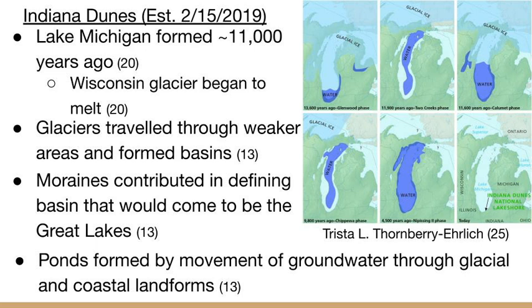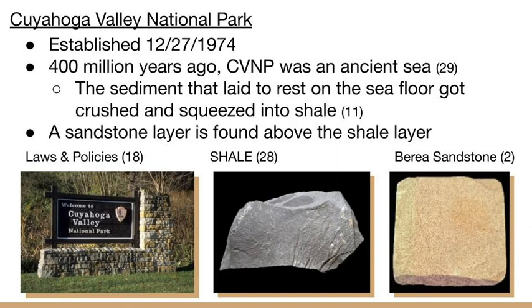Indiana Dunes National Park also has ponds and wetlands in the lower regions in between dune ridges. According to the same USGS article, Geology of Indiana Dunes National Park, these areas were formed by the movement of groundwater through coastal landforms, as well as glacial landforms. The final park in Region 3 is Cuyahoga Valley National Park.